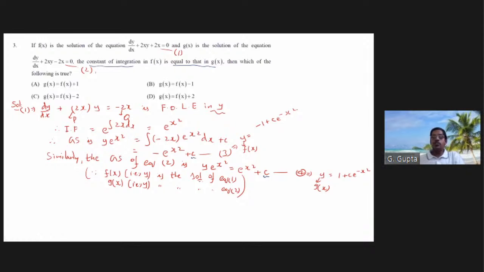So if I add 2 here, for this, if I add 2, you will be getting plus 1, or not? Therefore, from 3 and 4, we get g(x) is equal to f(x) plus 2. If I add 2 here, 2 minus 1 plus 1, you will be getting 1 plus c e raised to minus x square. So accordingly, answer is option D.